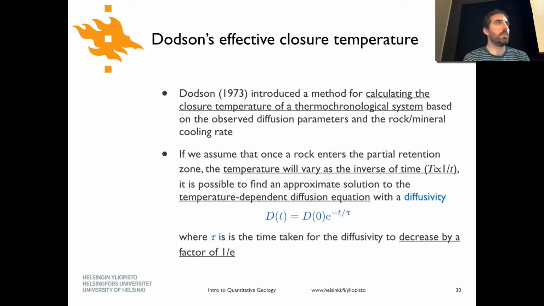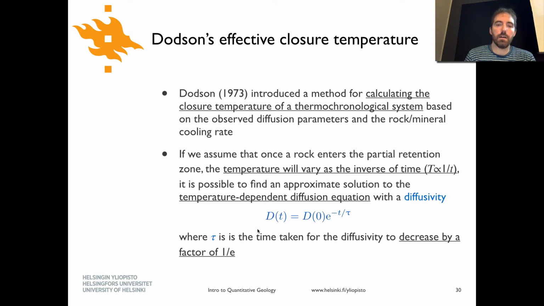So one thing that's going to come up in the exercise, both for this week and next week, is this equation from this 1973 paper by Dodson for calculating the effective closure temperature. And that was done using this idea of temperature-dependent diffusion and trying to figure out the temperature at which the system began behaving like a closed system.